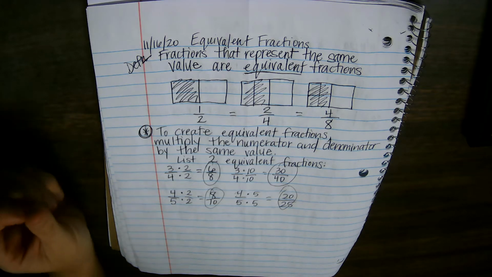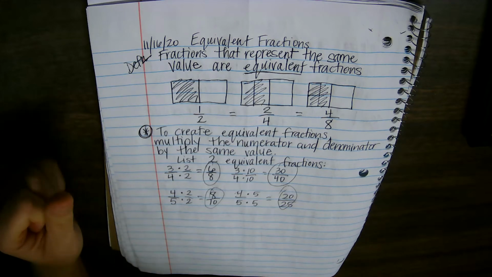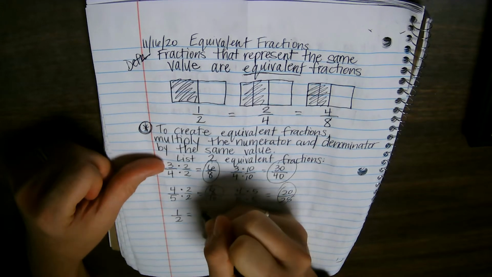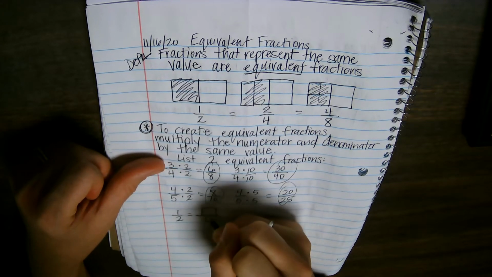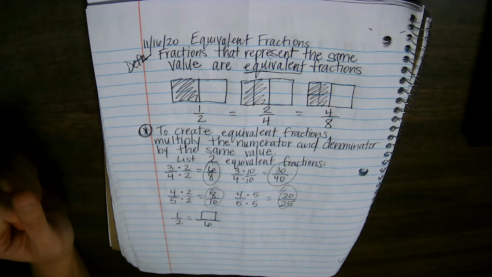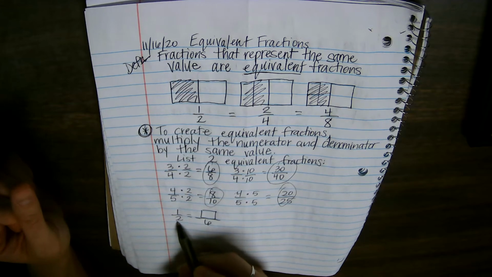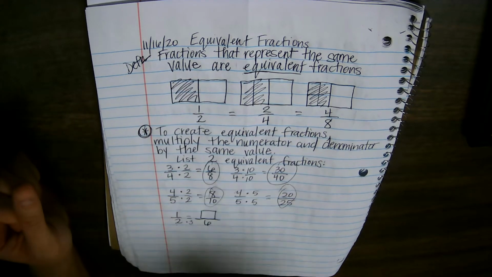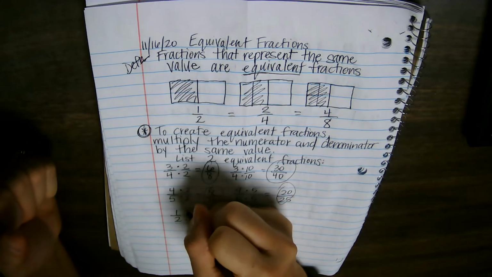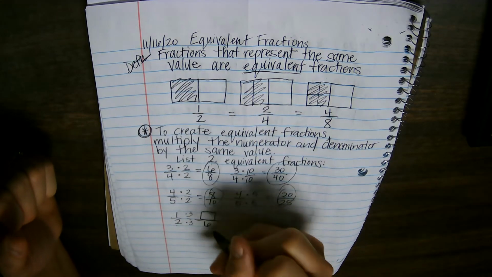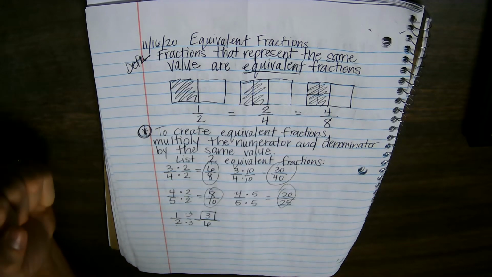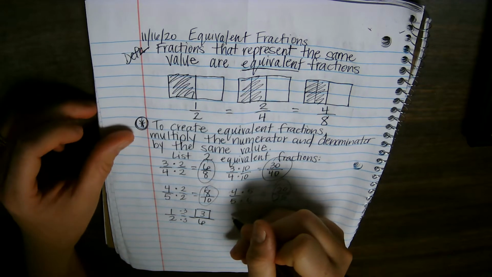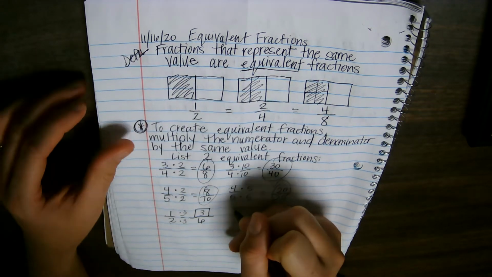So you may also see things like 1/2 is equal to what over 6? So here you're asking yourself, okay, what did I multiply the 2 by to get the 6? You said 3, you're right. So whatever you do to the bottom, that's what you would have to do to the top. So 1 times 3 would be 3. Does that make sense?